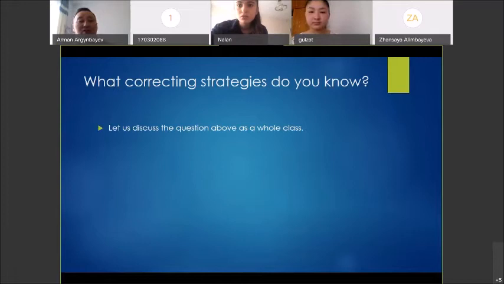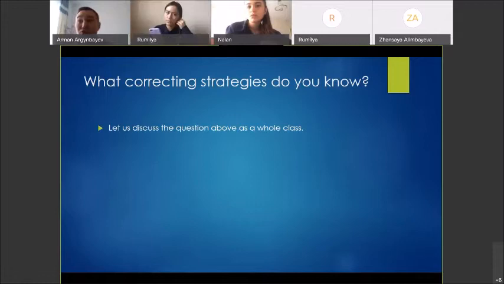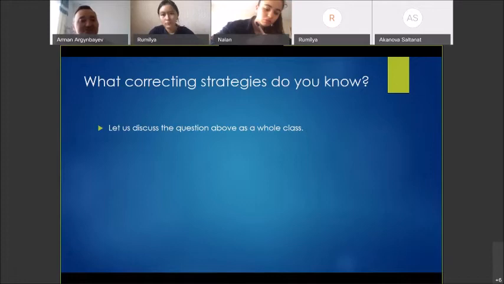Any other strategies that you know, except modeling? Echo correction. Good. Well done. What is echo correction? It's repeating with the intonation. Exactly. Show the learner did a mistake with the help of intonation. Good. You know, actually, pretty much. Any other techniques? No? Okay, let's continue.